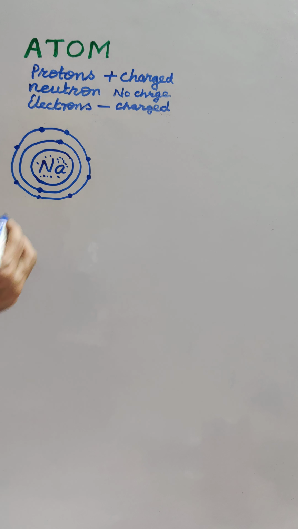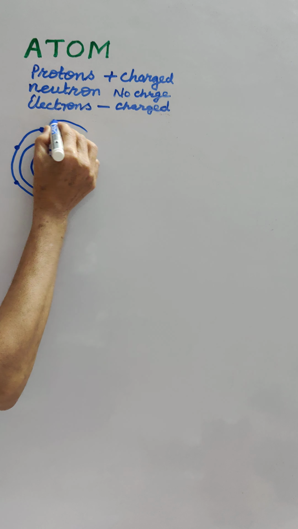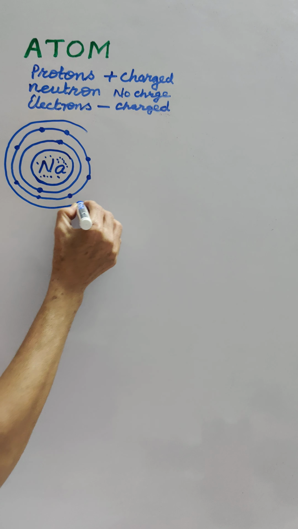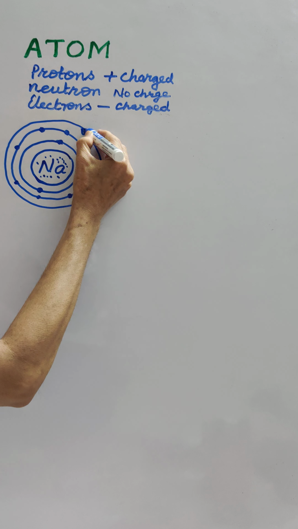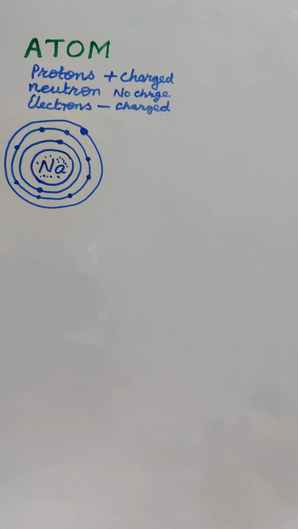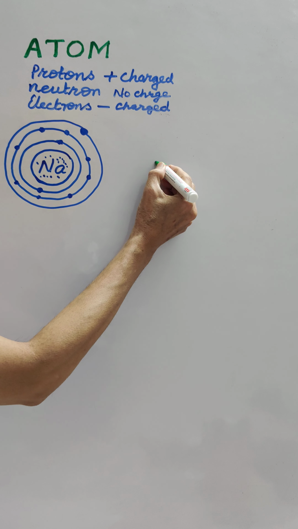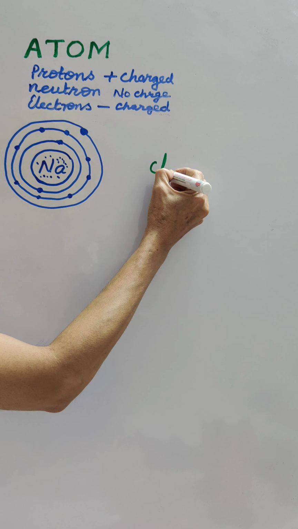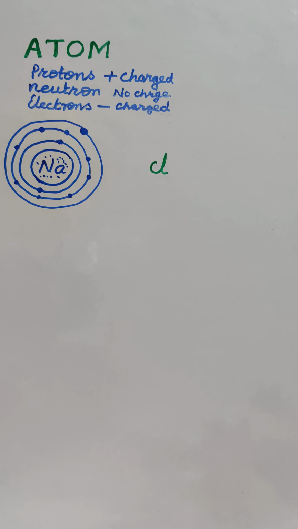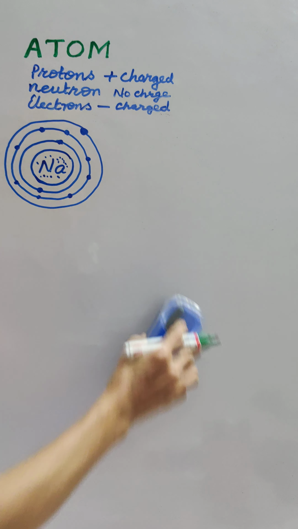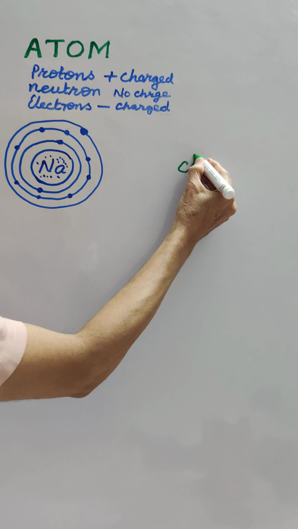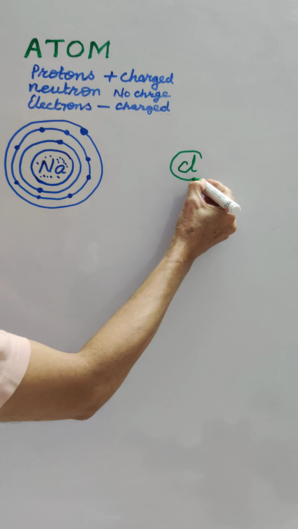There will be one more shell. This is the last shell. It contains 1 electron in its outermost orbit, or last orbit. In its outermost orbit, it contains only 1 electron. And suppose there is any other element, say it is Cl. A clear example is Cl. This is the nucleus of Cl.